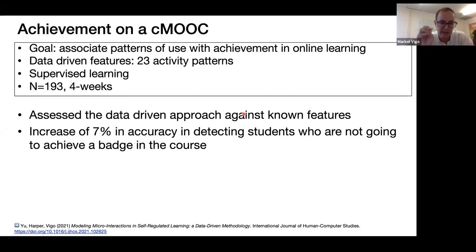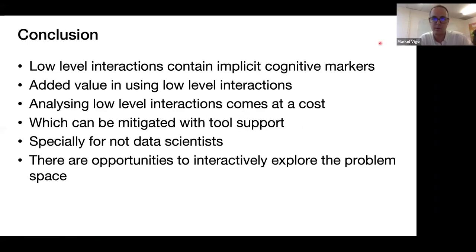Okay, and this comes back again to the point I made earlier about making it actionable. Now we know which behaviors are indicators of not achieving a badge. So if we are able to capture these behaviors early on in the process, we can do an intervention: we can ping this user and tell them, look, you may not complete the course. Is there anything we can do for you? That's what I mean by actionable.